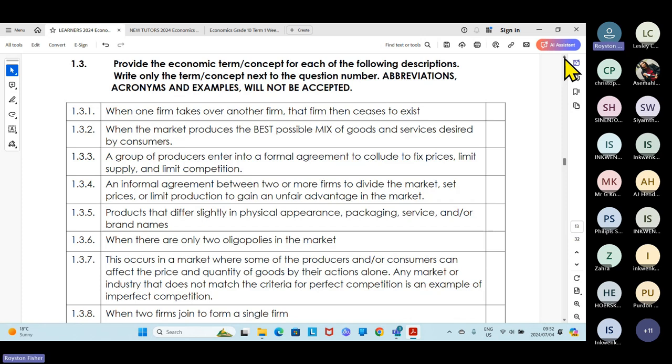The other schools, you're more than welcome to share your answer. Bell says it's a takeover.